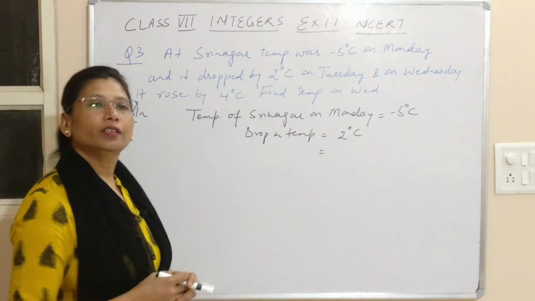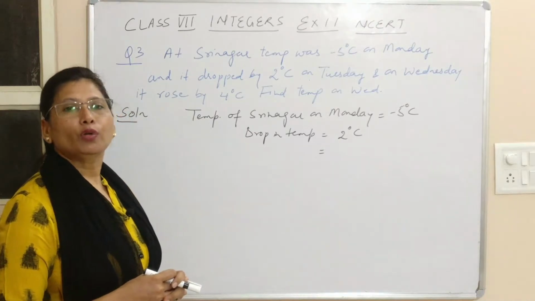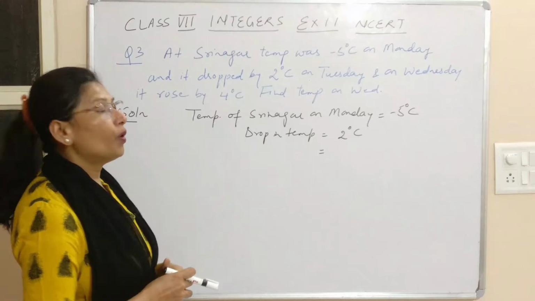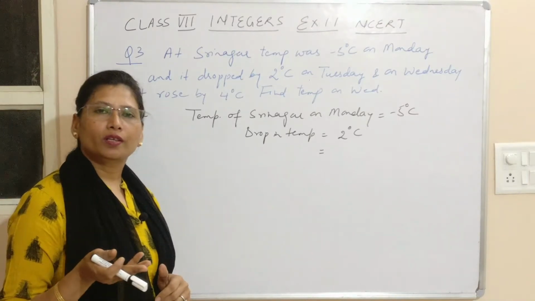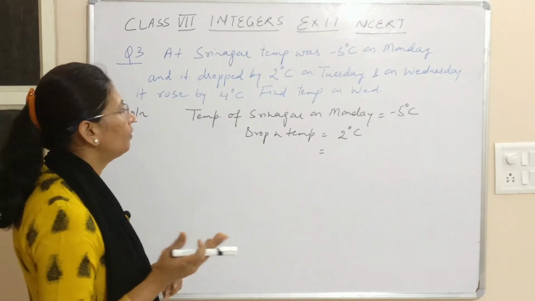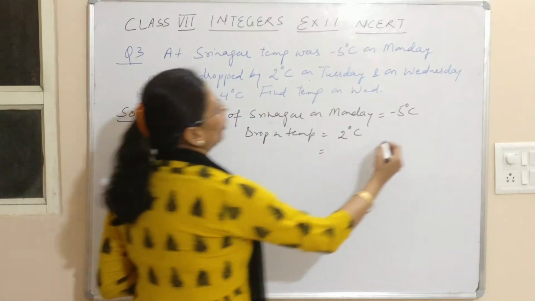At Srinagar, the temperature was minus 5 degrees Celsius on Monday, and on Tuesday it dropped by 2 degrees Celsius. And on Wednesday it rose by 4 degrees Celsius. We have to find the temperature on Wednesday. So, how will we start? We will start with the temperature which is given on Monday.